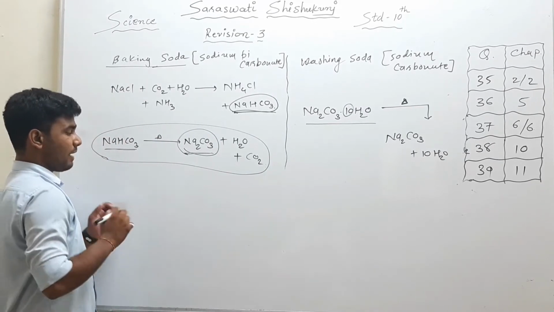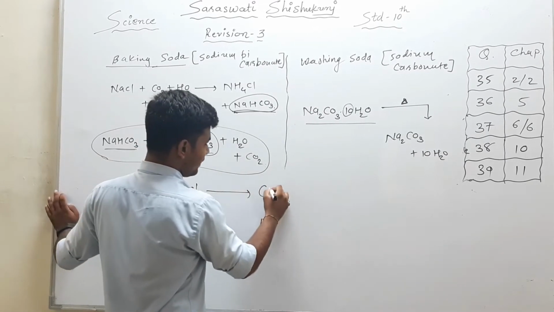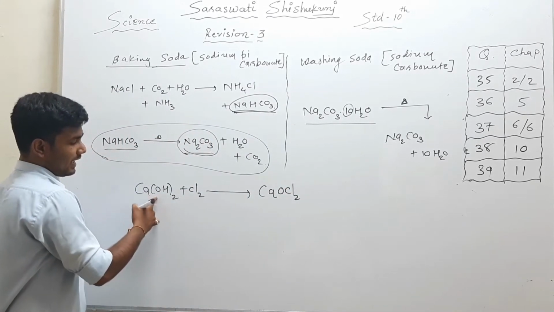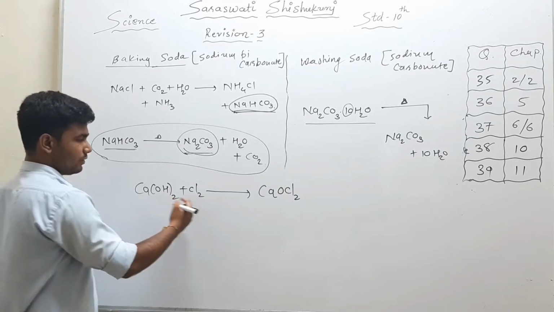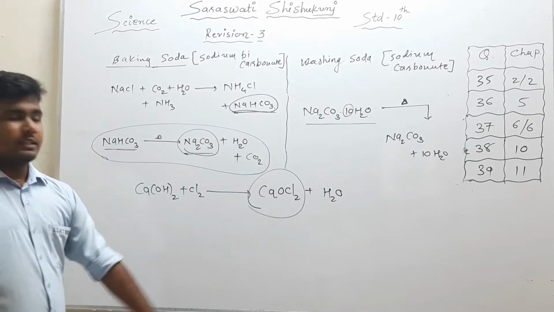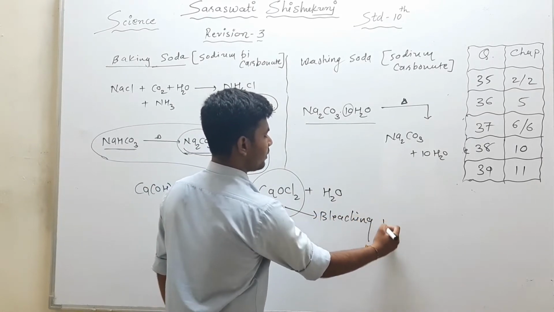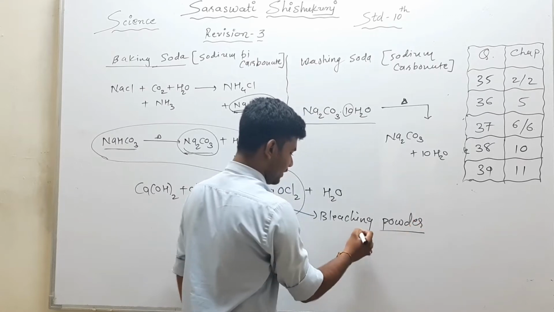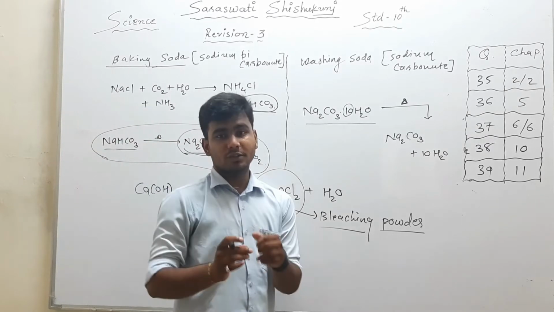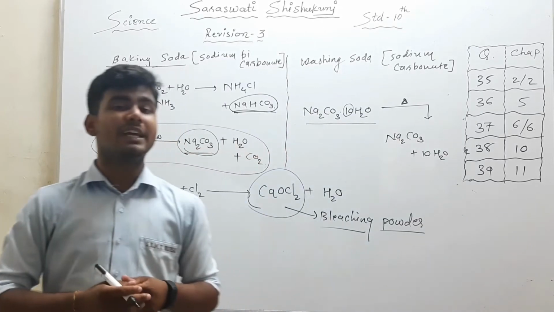About bleaching powder: Ca(OH)2 is slaked lime, and when chlorination of slaked lime is done, we get CaOCl2 plus H2O. This CaOCl2 is known as our bleaching powder. Where is this bleaching powder used? As we all know, in the textile industry to bleach clothes, also to make water germ free, and also as a reactant. It is used in different industries.